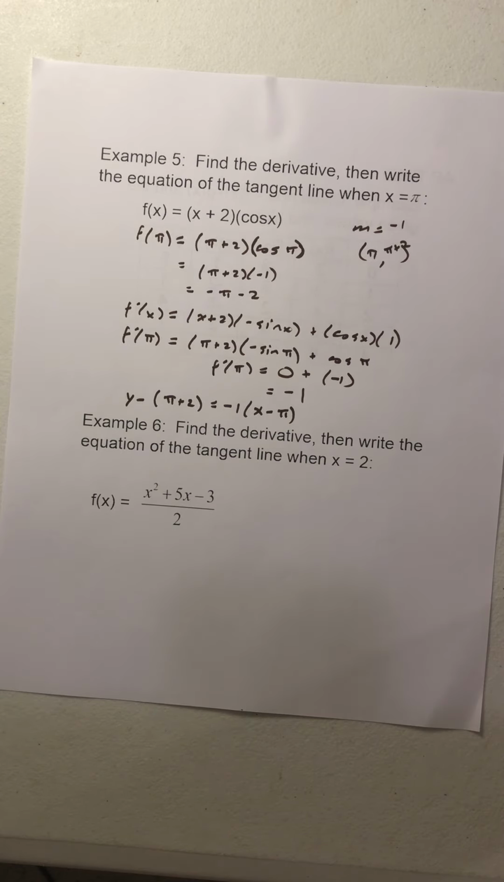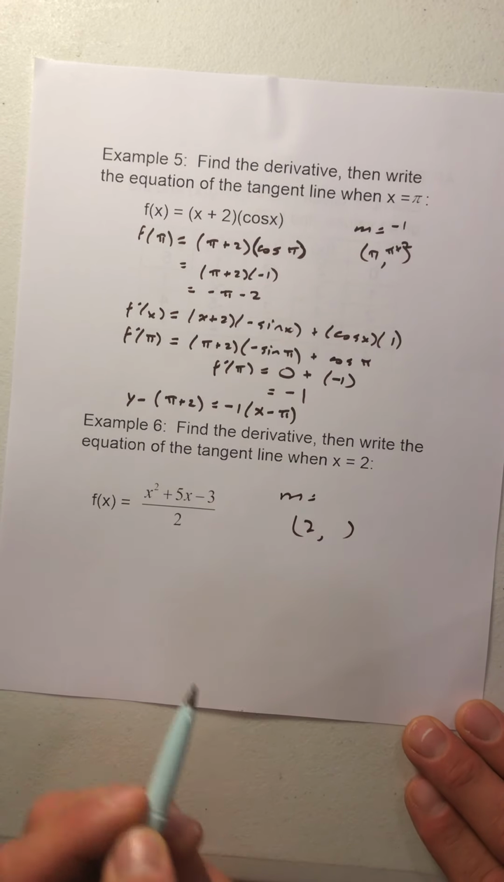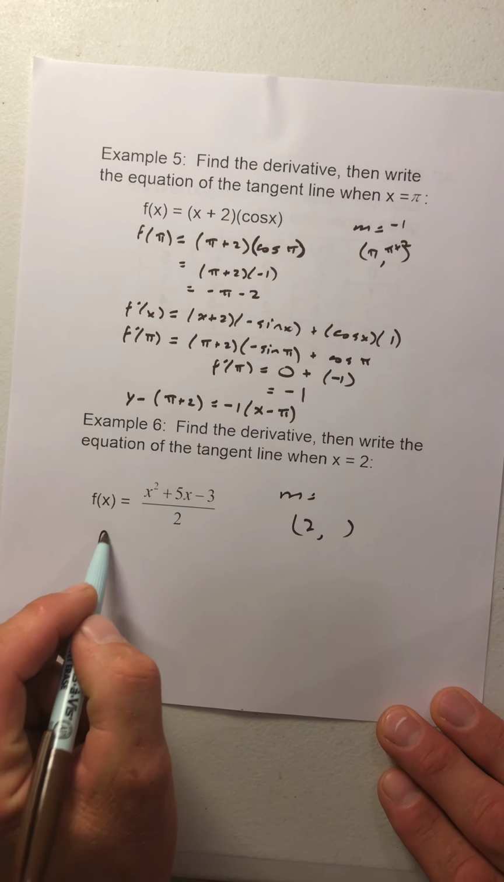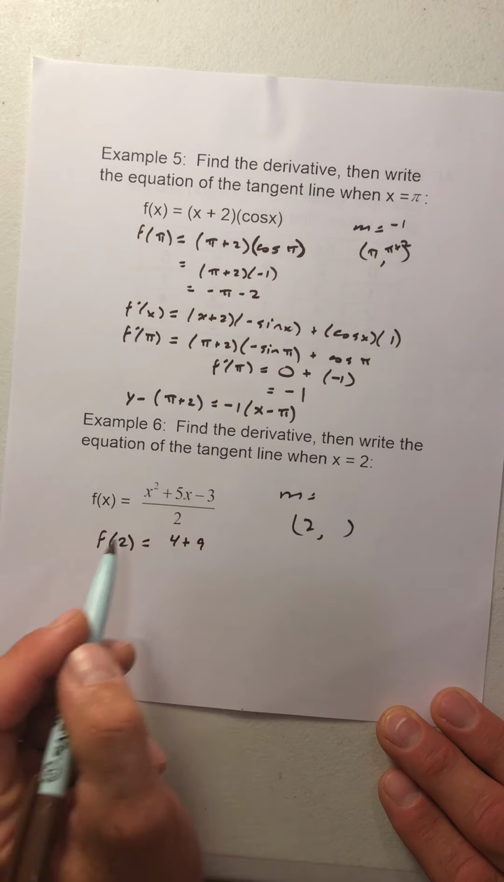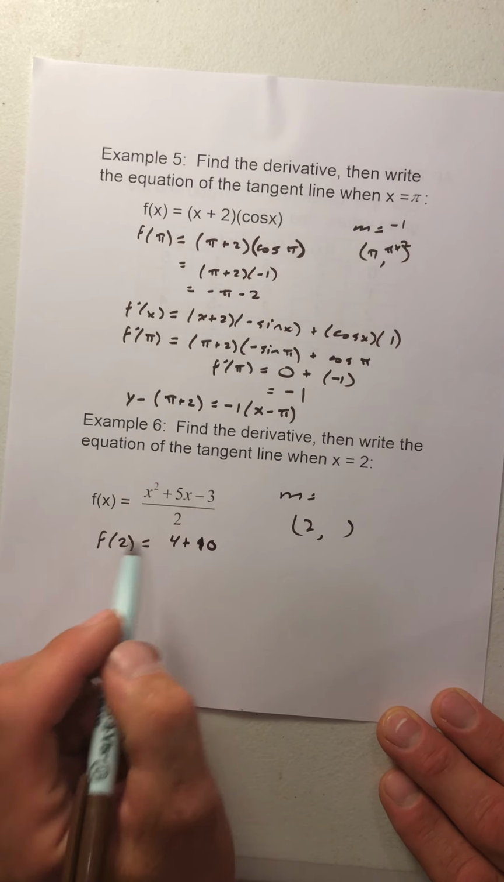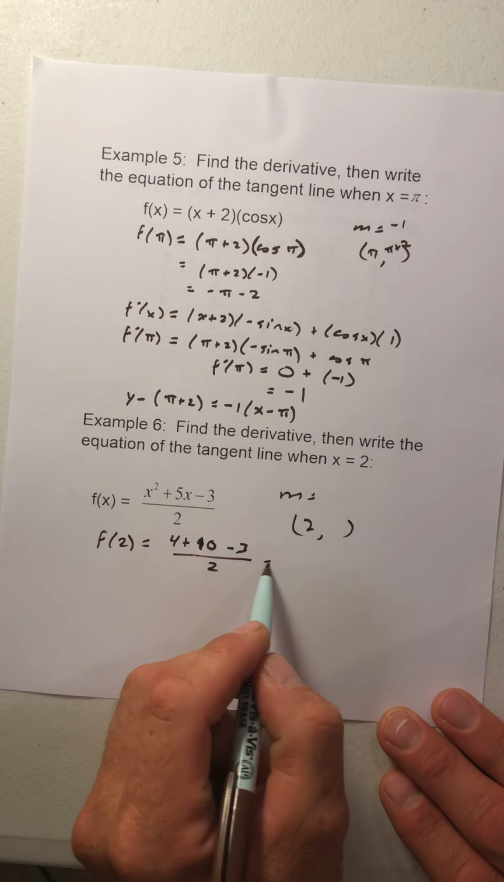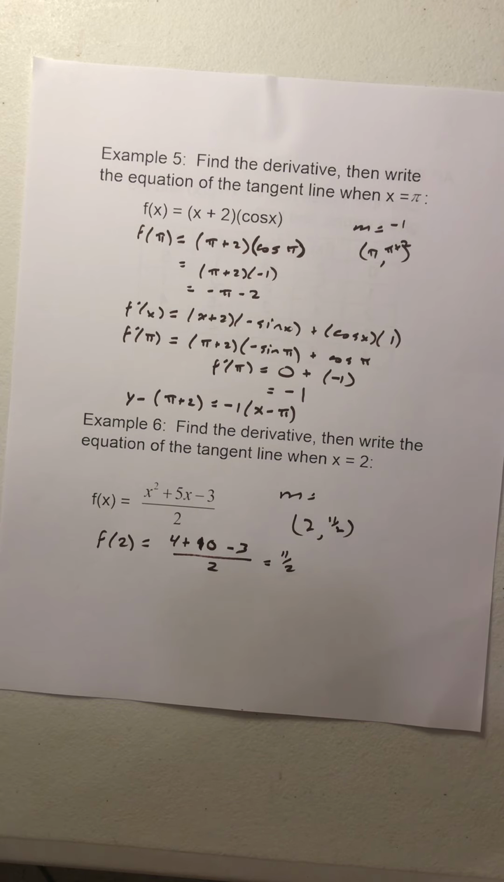All right, derivative. I write the equation of the tangent line again, and when x equals 2, again, we need the slope, and we need the point. So we know the x value is 2. We need to know the y value. So we're trying to find f of 2 to start, I suppose. So we get 4 plus 10, not 9, minus 3 divided by 2. So we get 14, we get 11 halves, looks like, if I did my math correctly. Hopefully we did. If not, I'm sure you'll tell me about it.